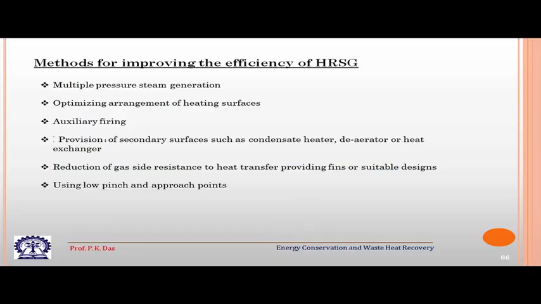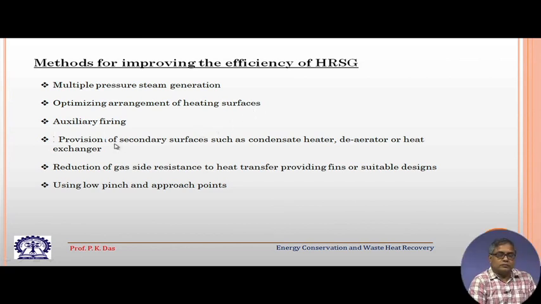So, that is what has been told in the PPT, optimizing arrangement of heating surfaces. Then we can have auxiliary firing. I have already told that by auxiliary firing we can increase the temperature of the gas and increase its volume. So, more power can be generated on the steam side. Then provision of secondary surfaces such as condensate heater, deaerator or heat exchanger. So, by this again some sort of a change in the cycle layout.